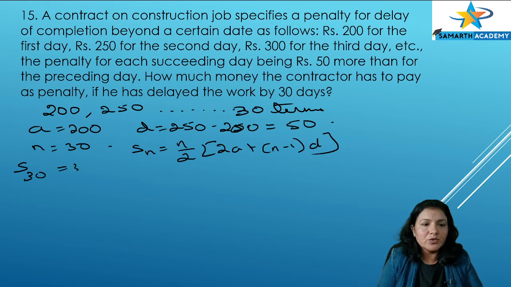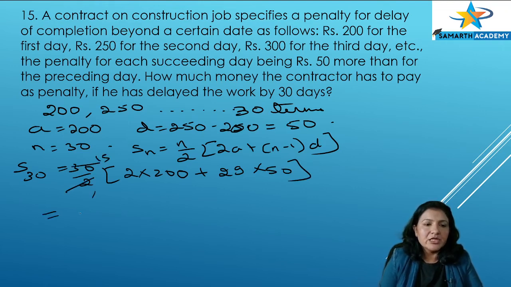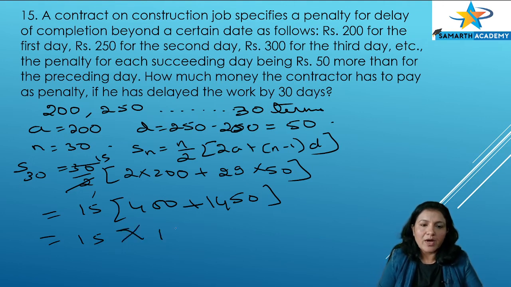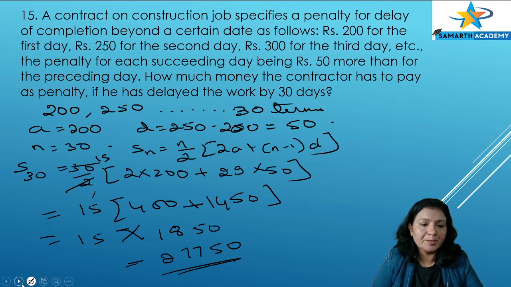So S30 is equal to 30 by 2, 2a, that is 2 into 200 plus n minus 1, that is 29 into d. d is 50. So let's cancel this. 2 ones are 15. So 15, 29 into 50 will be 1450. So 15 into 1850, multiply it, you will get 27750. This is the answer. This is the penalty that he has to pay.